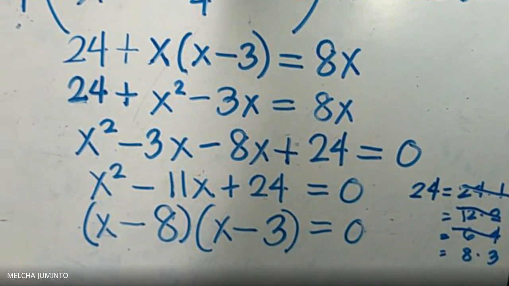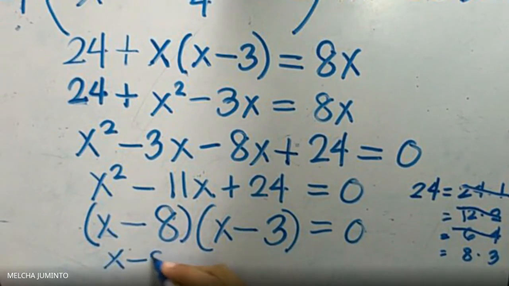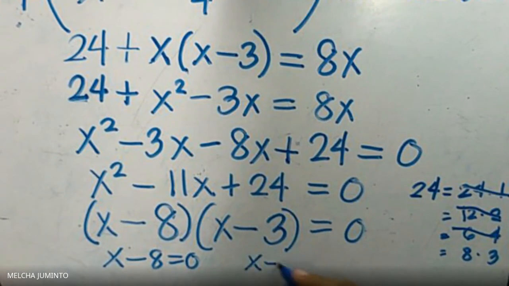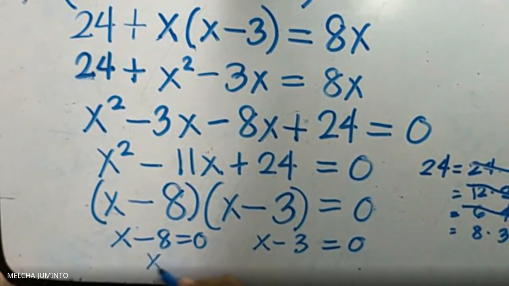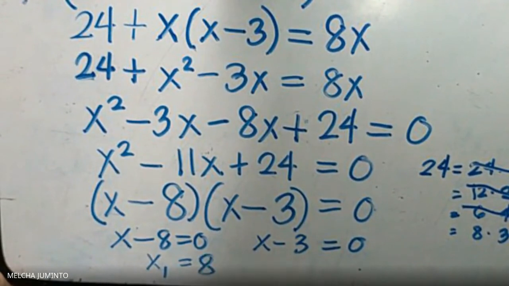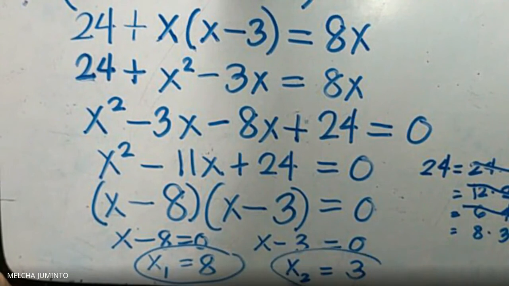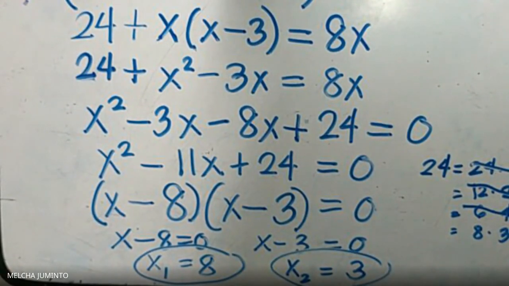Zero product property is the next step. Zero product property. X minus 8 equals 0. X minus 3 equals 0. The first value of x is 8. The second value of x is 3. Therefore, we have 8 and 3 as the solutions or roots of this equation.